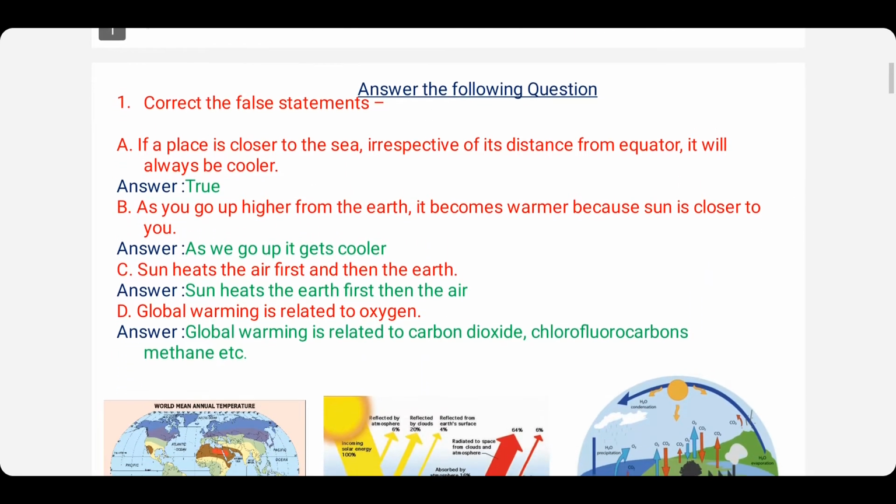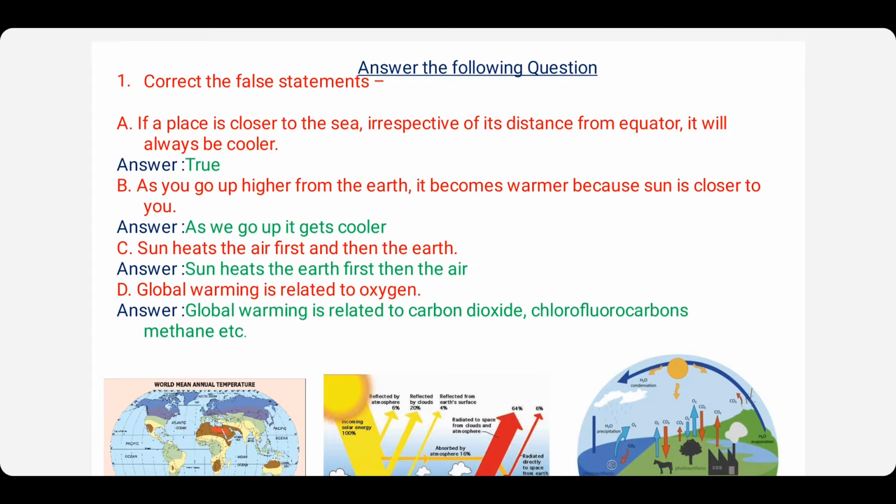The first question of this lesson is correct the false statements. The first one: if a place is closer to the sea, irrespective of its distance from the equator, it will always be cooler. Yes, this is true. The second one: as you go up higher from the earth, it becomes warmer because the sun is closer to you. No, it's not true. As we go up, it gets cooler. As we go to higher altitudes, the temperature gets lesser.